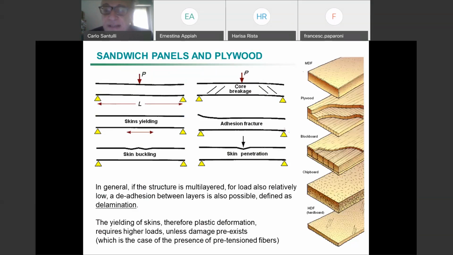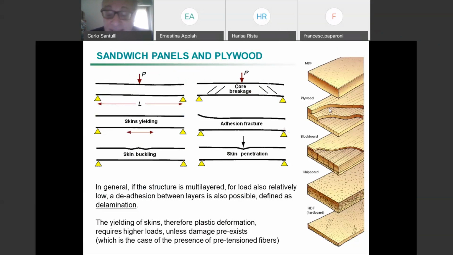Here I repeat the types of materials you have. You have the medium density fiberboard, the higher density fiberboard, chipboard, etc., blockboard, and the plywood, which is very diffused, with some veneers on the outside. And then you have a number of layers with different orientations of the fibers. This is important. That's what we want to have. Why different orientations of the fibers?